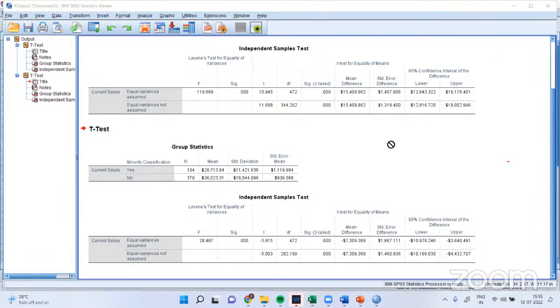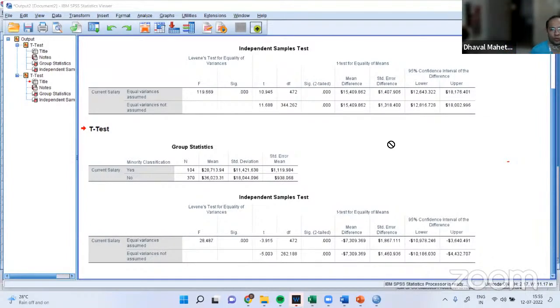Sir, one more question. There is a two-tailed test. Is there any one tail also? Yeah, we will discuss this tomorrow. The concept of one tail and two tail we will discuss.